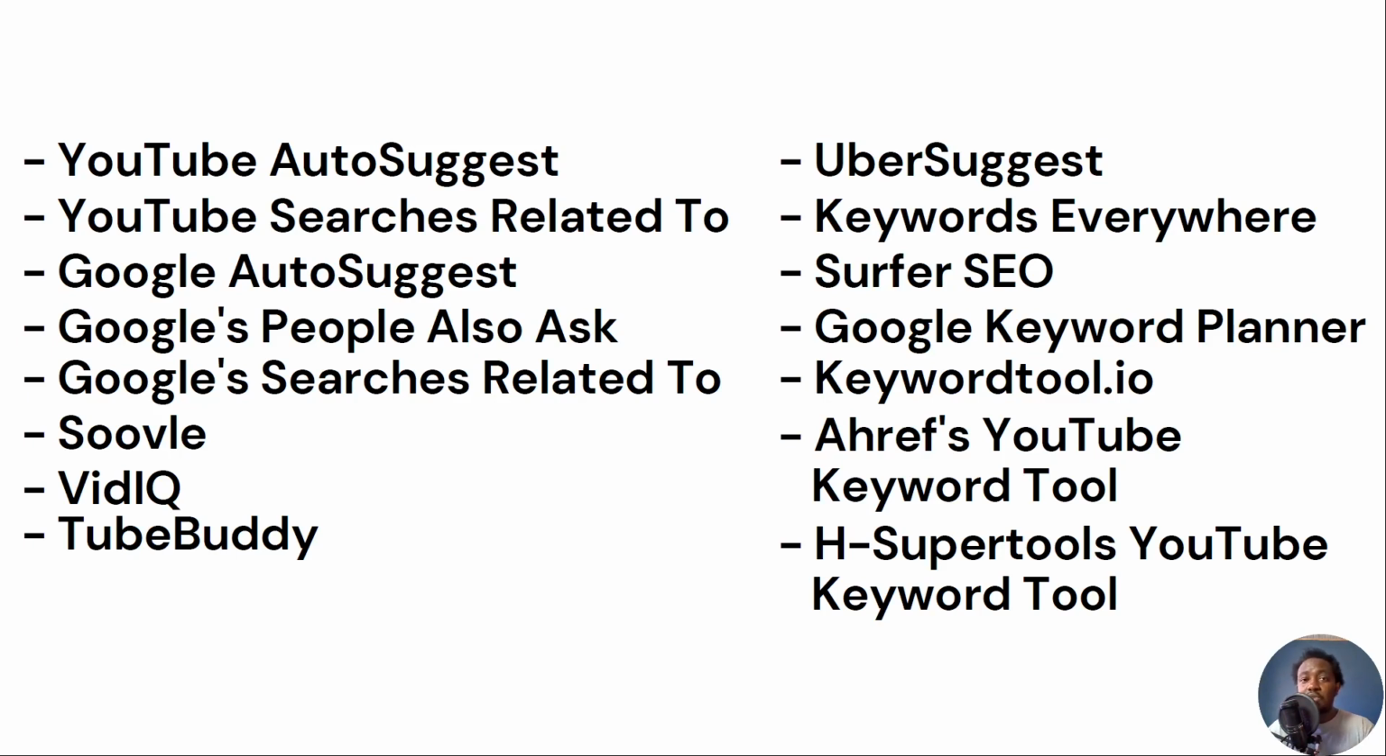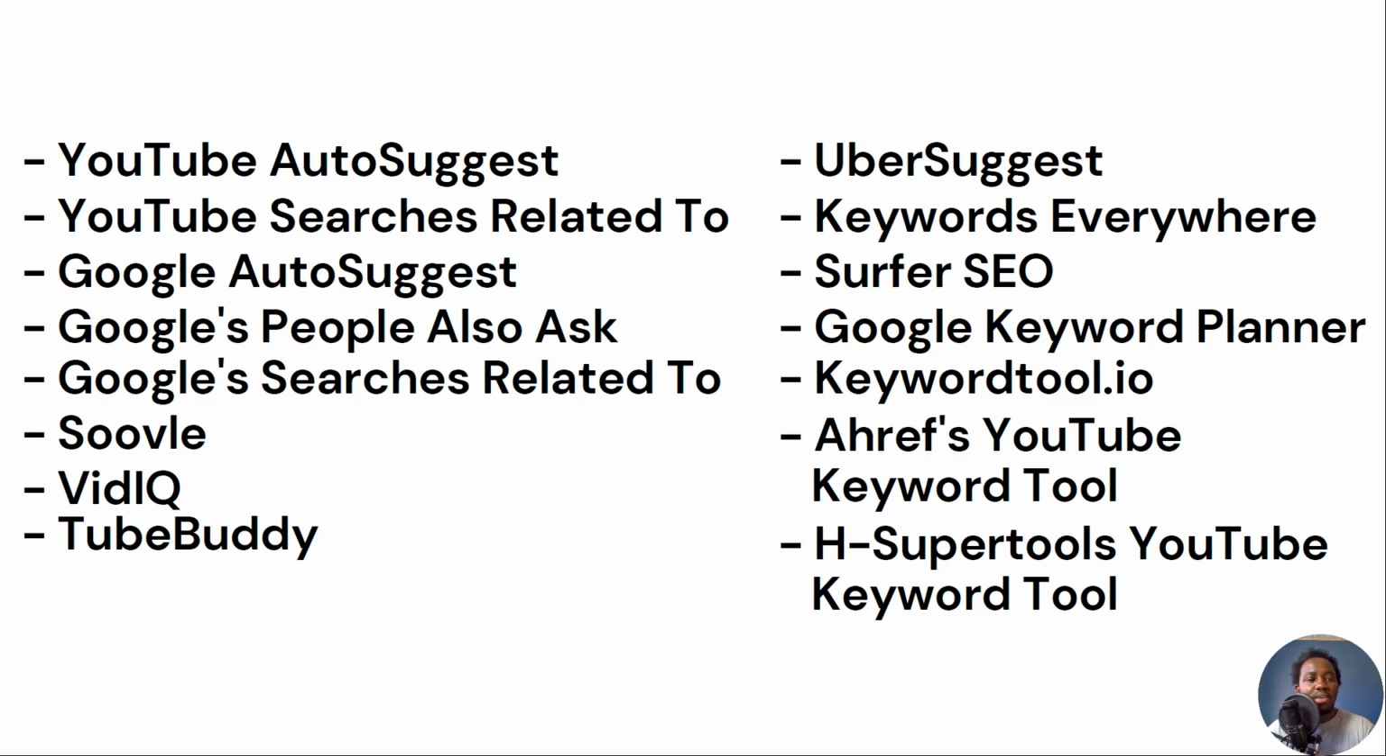In Google, there's also the option of Google's people also ask. So people also ask question. That is a good way to validate that, hey, people are asking this question. Can I answer that particular question? So we also have Google searches related to. It's usually at the bottom of Google, and I'll show you in a little while how that works.